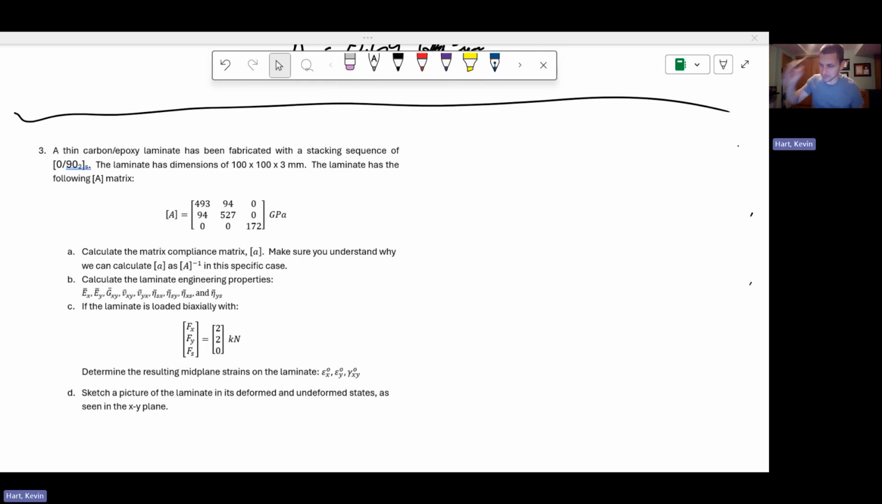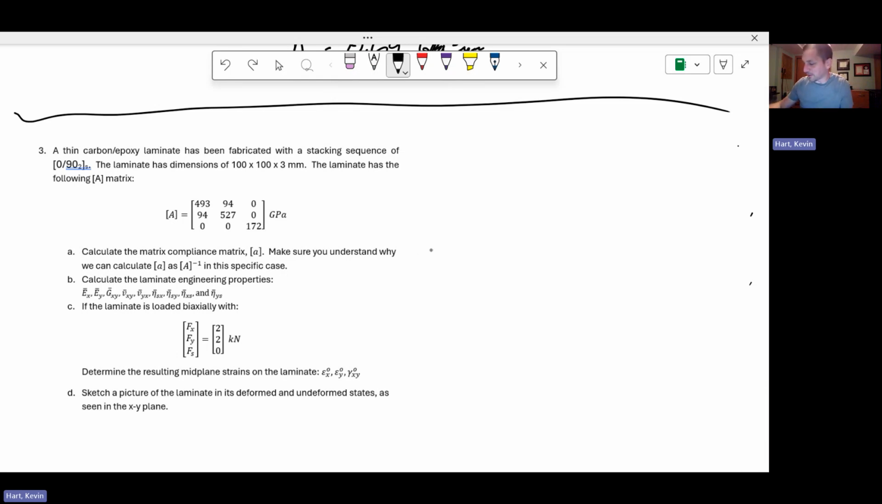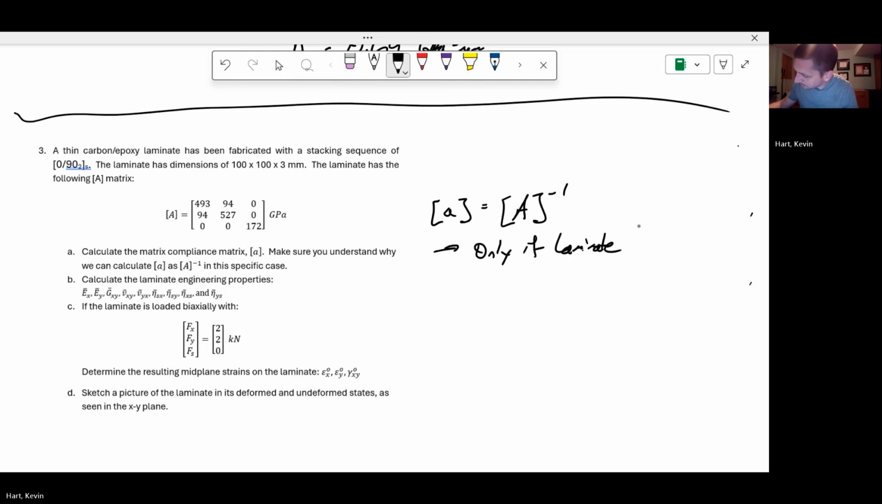Okay, so let's take a look at this. All right, the A matrix has been calculated for us already. That's nice. We don't have to do all that hand calculation that we just did in the most recent problem. All right, so let's calculate the compliance matrix little a. Well, little a is just A inverse, but this only works if the laminate is symmetric.